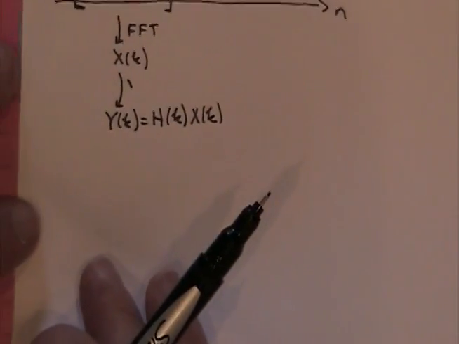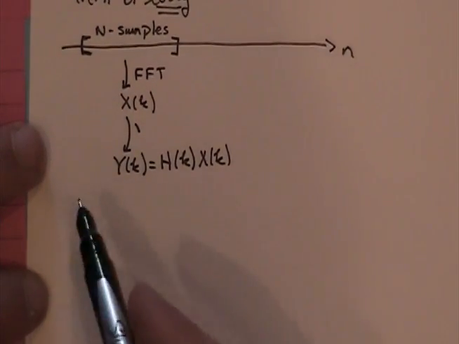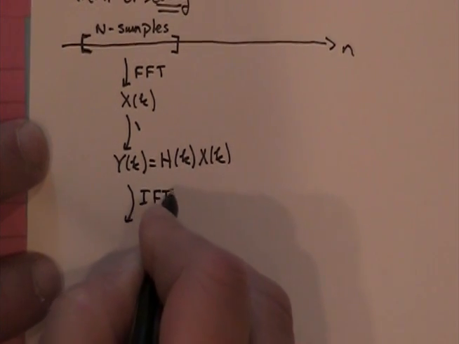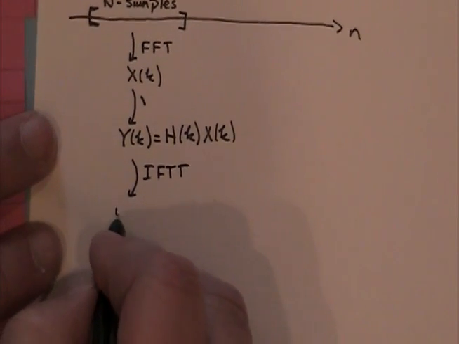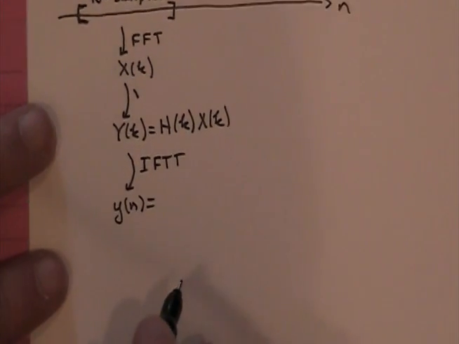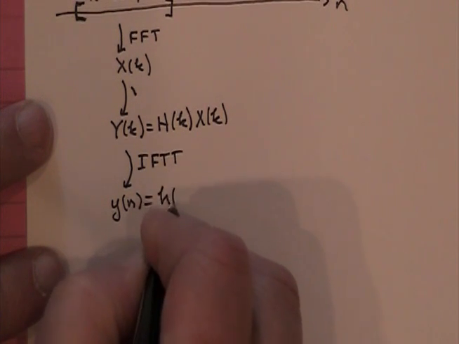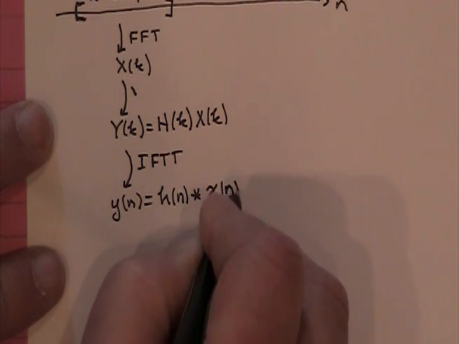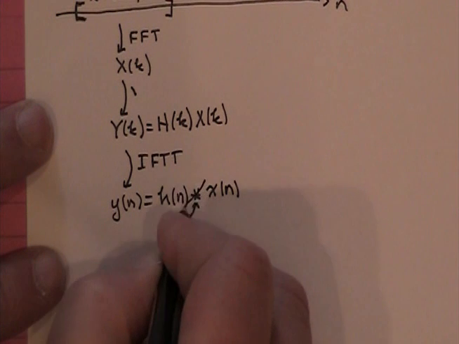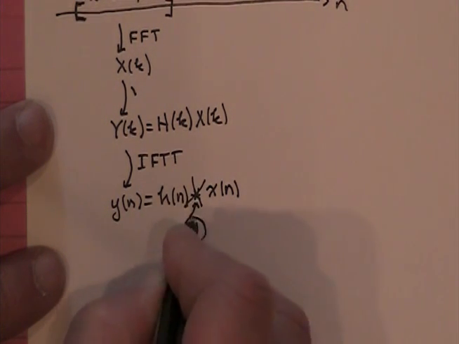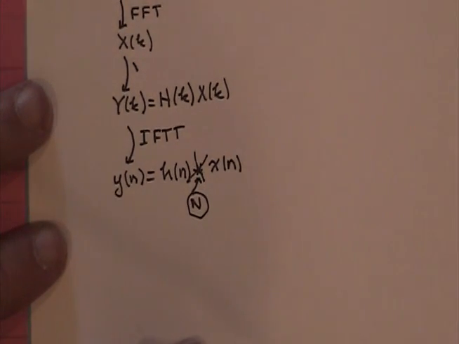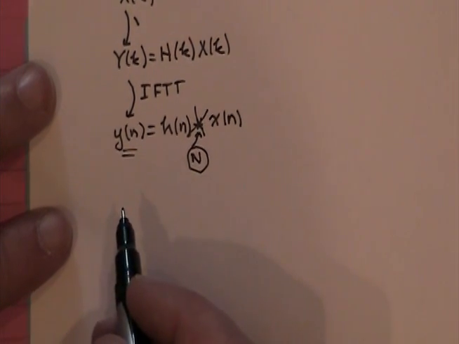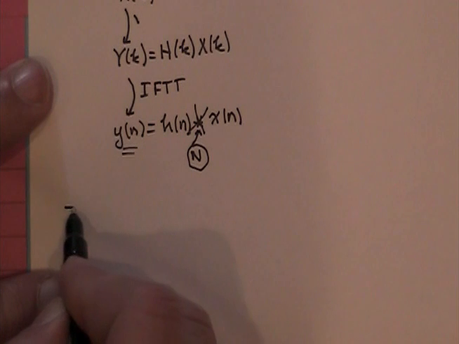And so I get samples of my output in the frequency domain. I use an inverse FFT to come up with y of n samples. And I understand that when I do that, I'm going to actually be taking h of n and circularly convolving with x of n. Sorry, that's not right. This should be an n sample circular convolution, right?